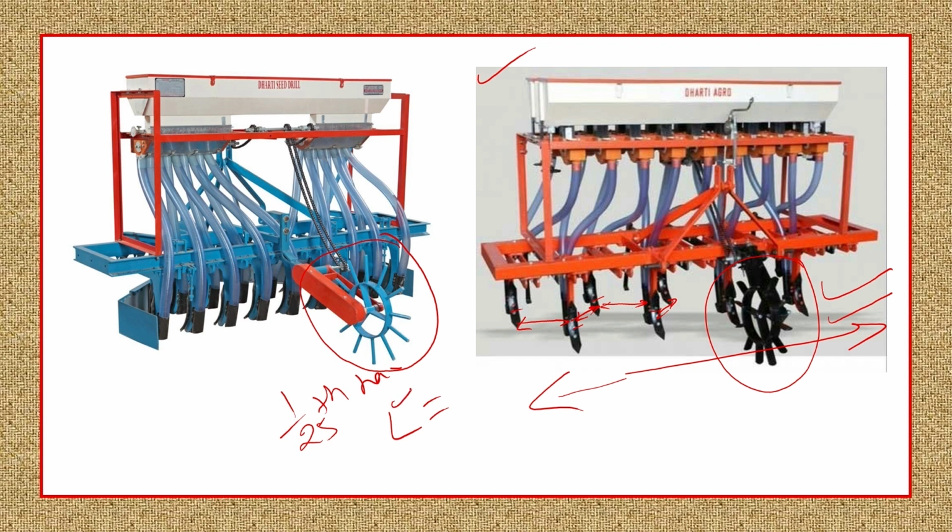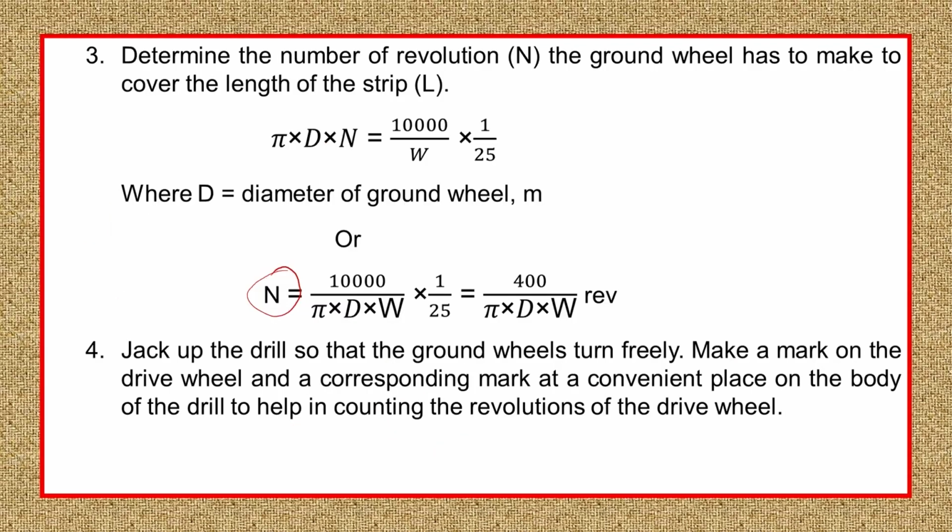Once L is determined, we need to find out the number of revolutions this drive wheel has to make in order to cover the length L. This is determined by using this expression, where pi d is the linear distance the drive wheel will cover in one revolution, and n is the number of revolutions it has to make to cover the distance equivalent to L, which was measured in step number 2. After simplifying this, N will be 10,000 meter square divided by pi d W.